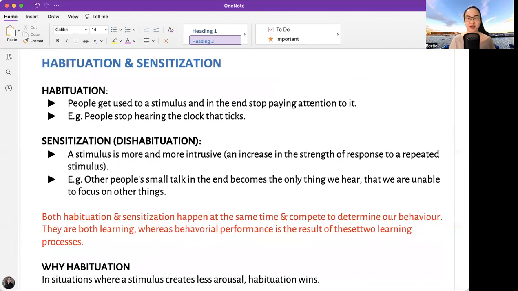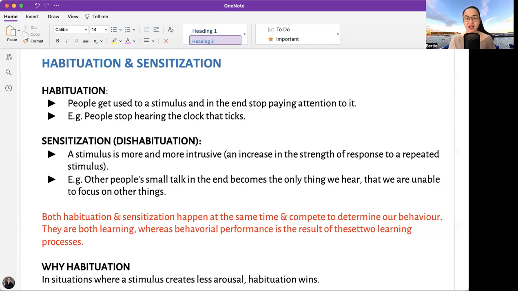Habituation. People get used to a stimulus and in the end stop paying attention to it. For example, people stop hearing the clock that ticks. Sensitization or dishabituation. It's the opposite of habituation. A stimulus is more and more intrusive, an increase in the strength of response to a repeated stimulus. For example, other people's small talk in the end becomes the only thing we hear, that we are unable to focus on other things.